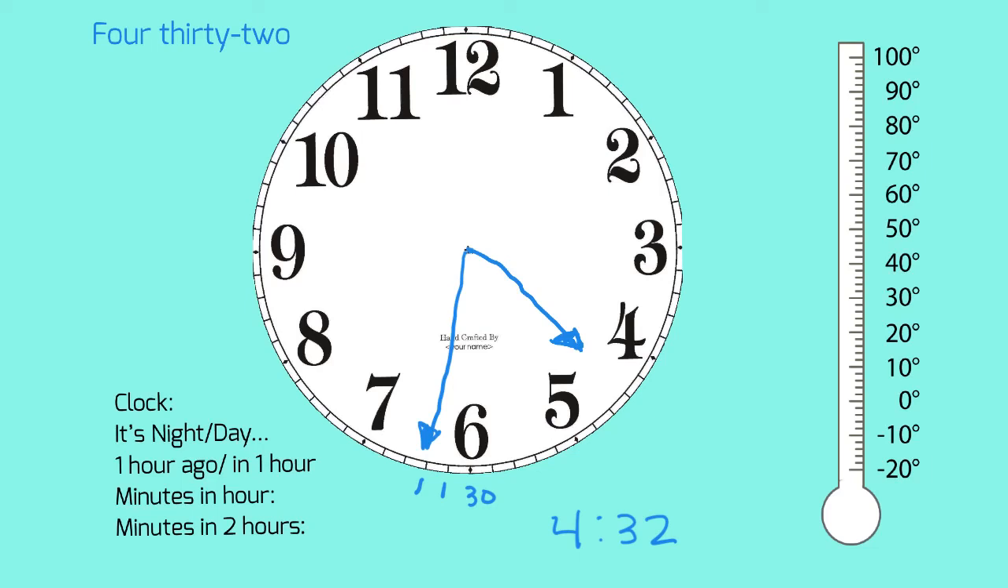Get ready. Yes, 4:32 p.m. All right. If it's 4:32, what time was it 1 hour ago? Get ready. Yes, 3:32. How many minutes are there in 1 hour? Get ready. Yes, 60 minutes. How many minutes in 2 hours? Get ready. Yes, 120 minutes.